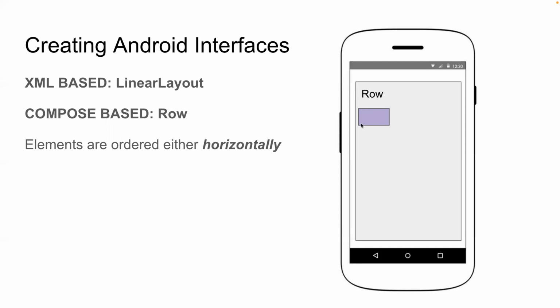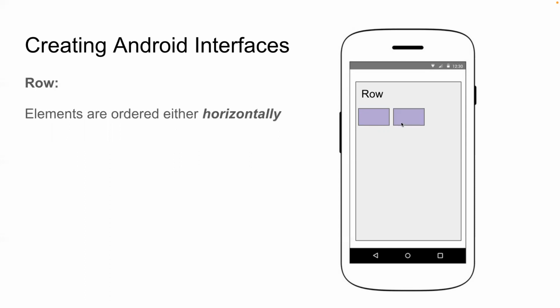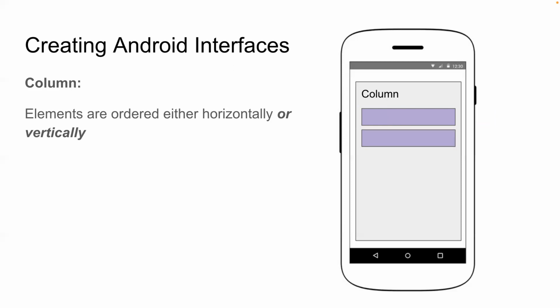So we create a row. When we create a row, it's going to be horizontal. Rows give you this: you add another element, it goes horizontally. You add another element, it goes horizontally. On the flip side is the column. When you use a column, the elements are ordered vertically. So we can have these stacked on top of each other.